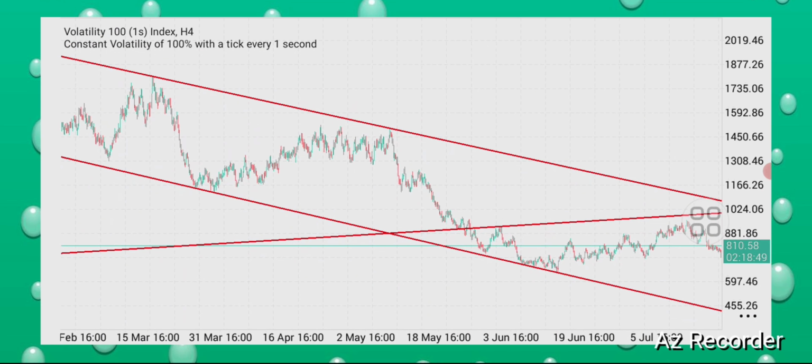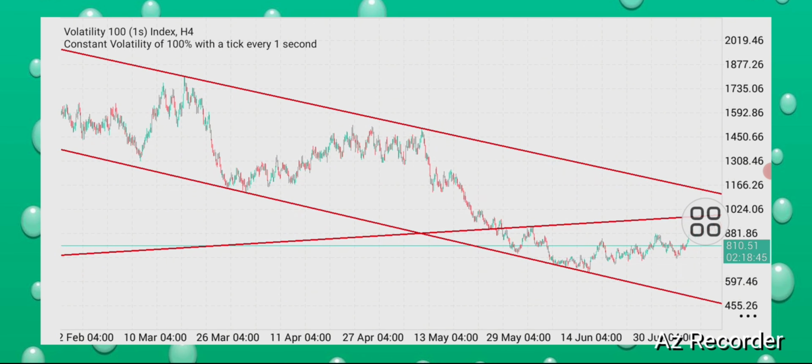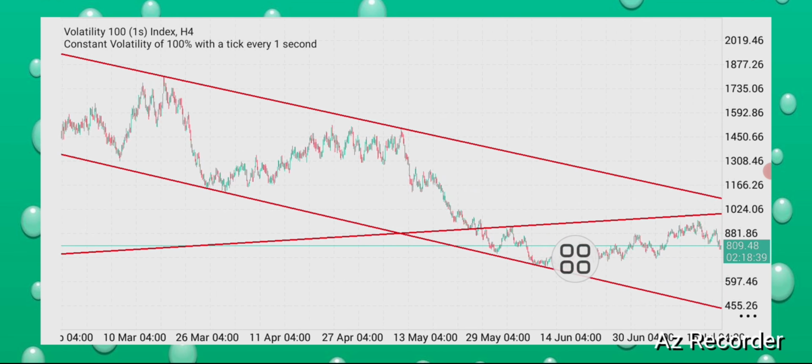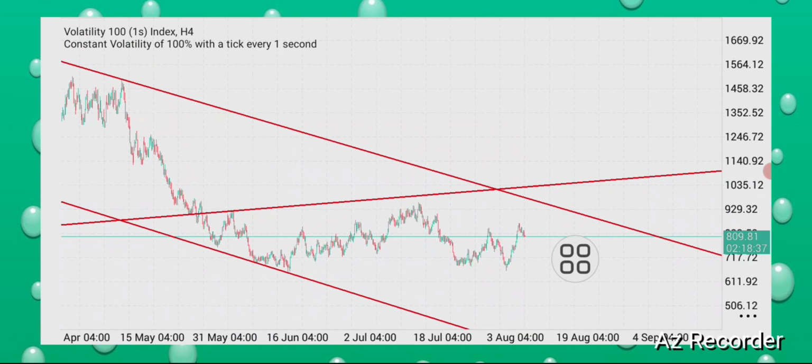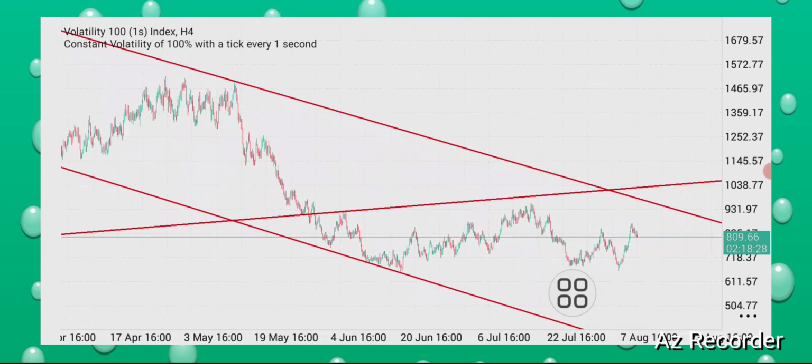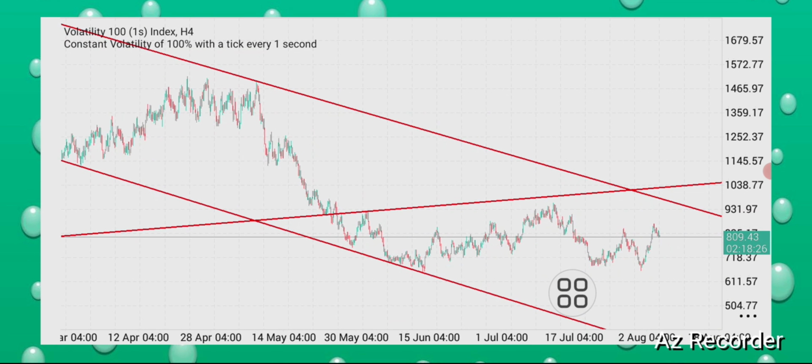So our 4 hour is now telling us how the market is going. Clearly we can see from this point the market has been moving up, down. Let's continue. Now this market is moving almost here. The moment this market touches here, it will move further down.